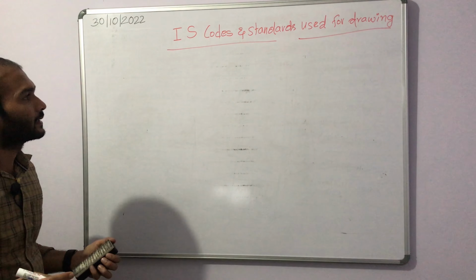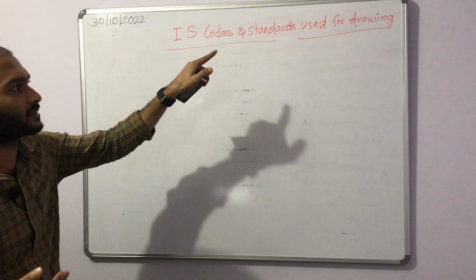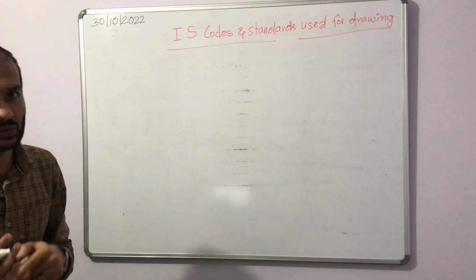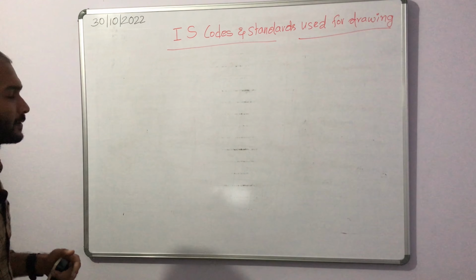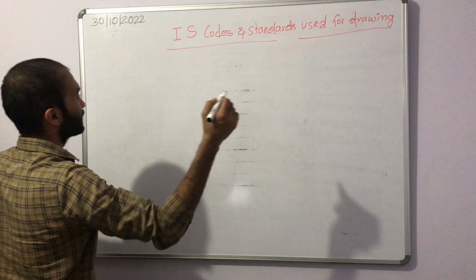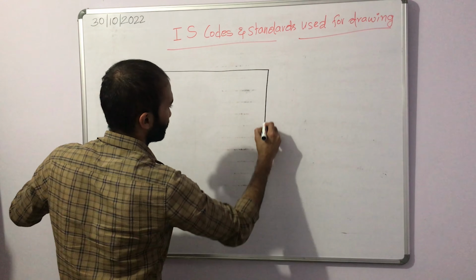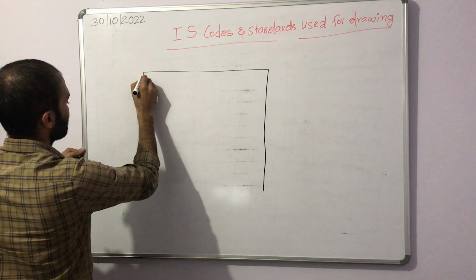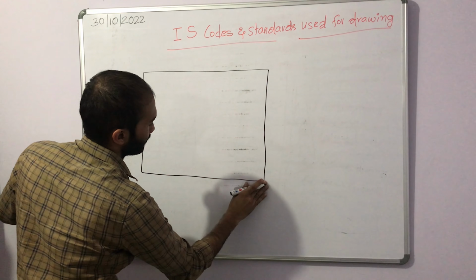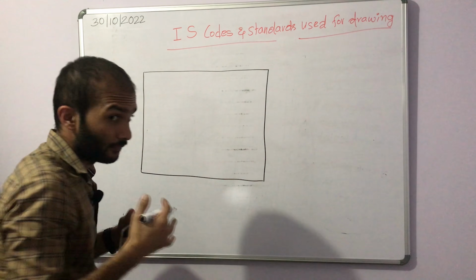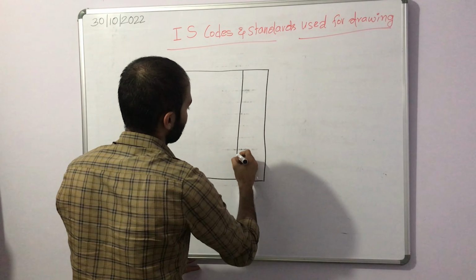So next, suppose there are standards and IS codes that we follow. We need to follow some major general rules, especially when you are preparing any drawings. Say for example I am taking an A3 or A0 drawing size, okay, and this is the boundary line. We have made some standards here in this section.